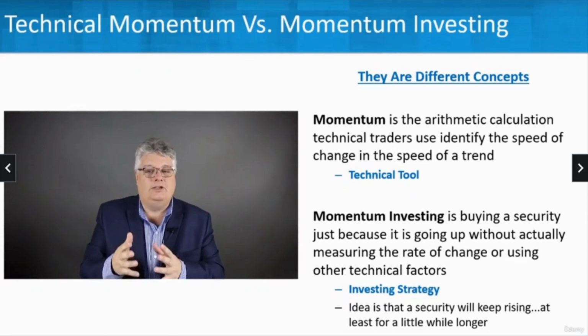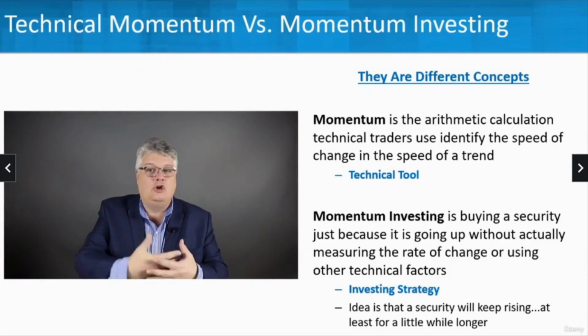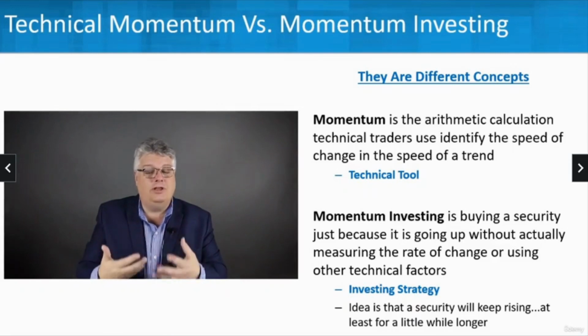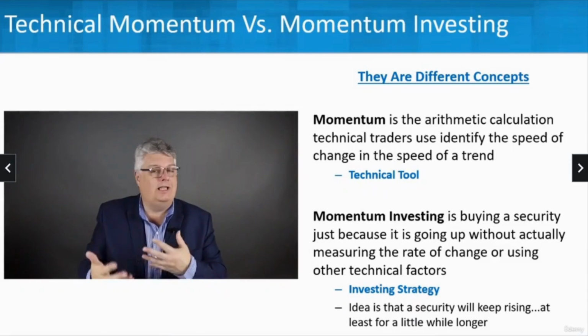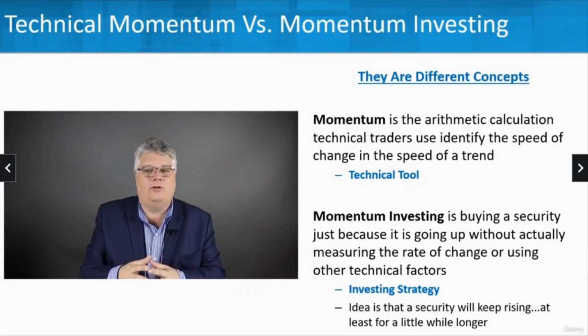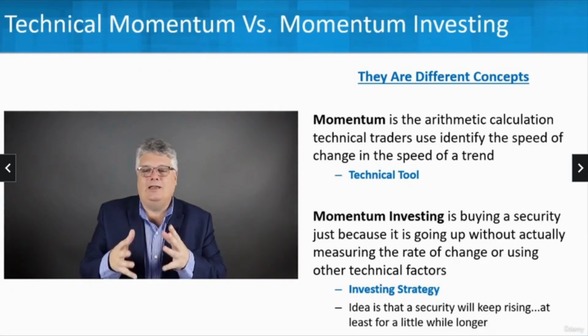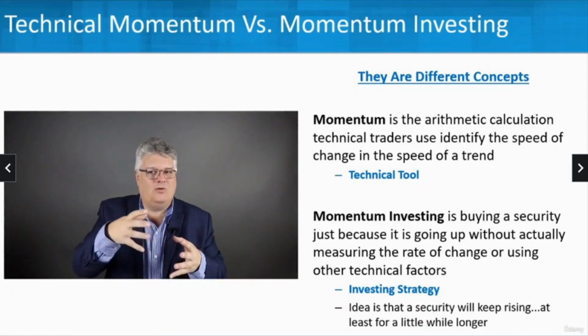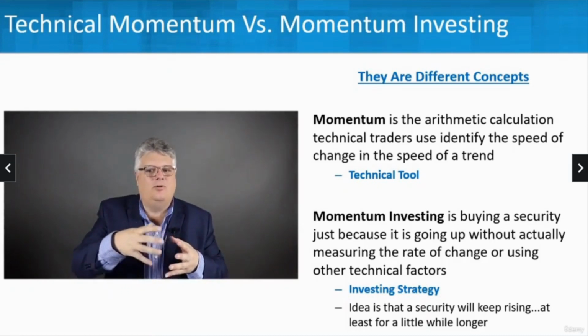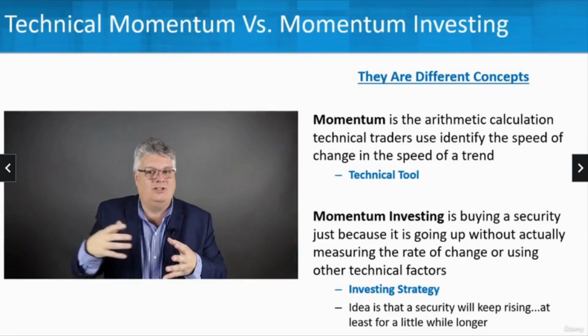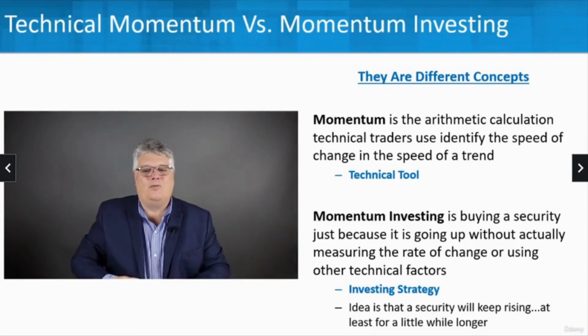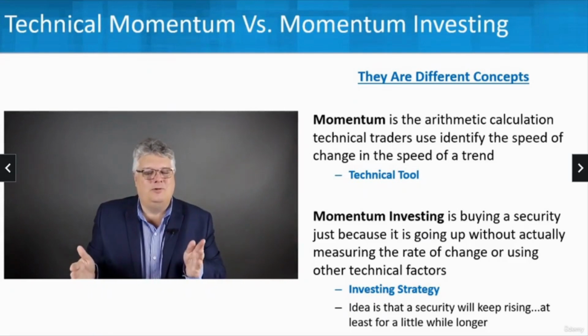Momentum investing, as opposed to that, is really about buying a security, and it's an investing strategy, just because that security is going up, without actually measuring things like the rate of change or using possibly even any technical factor at all. So it's more of a strategy of investing. And the idea behind the strategy is that if something's already rising, it will keep rising, or at least for a little bit longer. It's got that momentum behind it. It'll keep rising, for example. Or if the momentum's going downward, it's the same thing, where it will keep going downward.